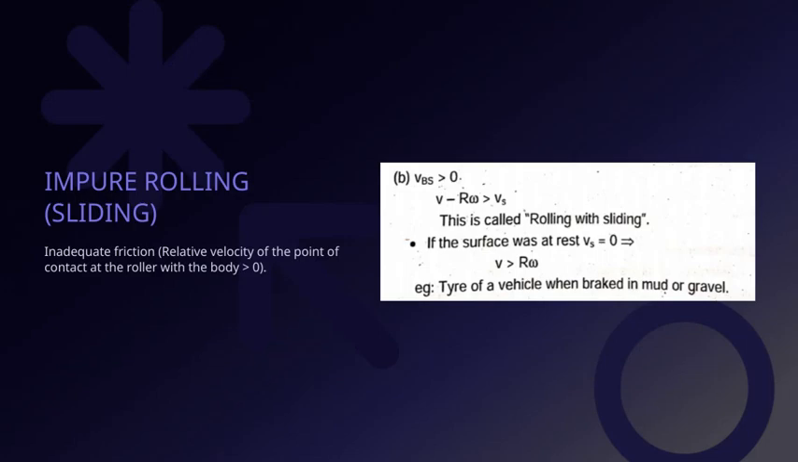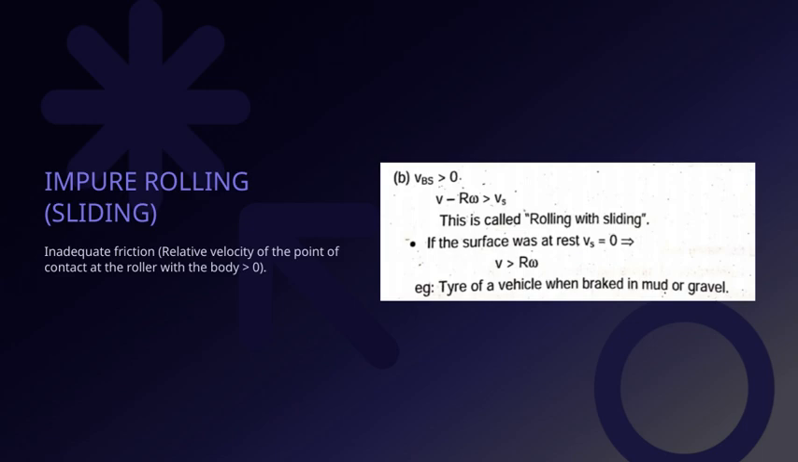Today, I want to talk about the concept of inadequate friction, which occurs when the relative velocity of the contact point on the roller with the body is greater than zero. Essentially, this means that the roller isn't rolling perfectly without slipping. When this happens, we describe it as impure rolling or slipping. In pure rolling, the point of contact between the roller and the surface is momentarily at rest relative to the surface. But in impure rolling, that contact point is moving, which indicates that some sliding is happening. This sliding or slipping affects the efficiency of the motion and the forces involved.